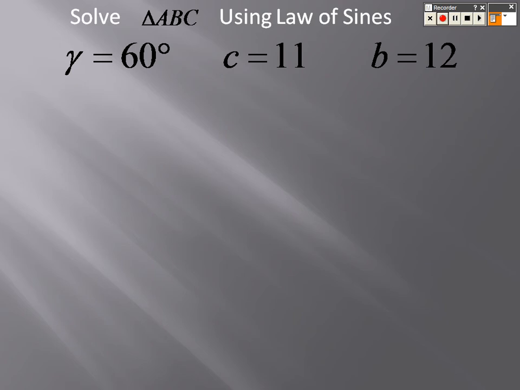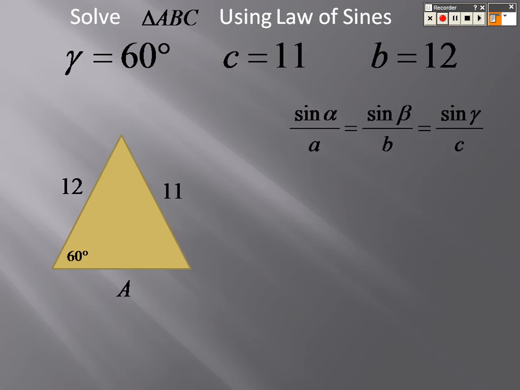So what if you're given these three things using law of sines? So I have everything filled in. I'm given gamma is 60 degrees and C is 11. I have A, which I don't know. I know that C is 11 and B is 12. I also don't know the missing angles. So in order to do this, this is the only one where I know two items. So I'm going to try to solve for beta first.